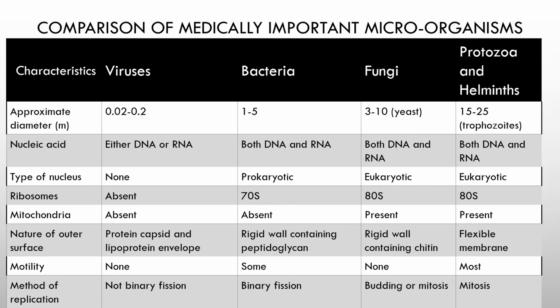have a cell wall that contains peptidoglycan, while fungi cell wall contains chitin, and parasitic cell membrane is flexible. In terms of motility, viruses and fungi are non-motile, while bacteria and parasites are motile. In terms of method of replication, viruses divide within the host cell, while bacteria divide by binary fission, while fungi divide by budding or mitotic cell division, and parasites divide by mitotic cell division.